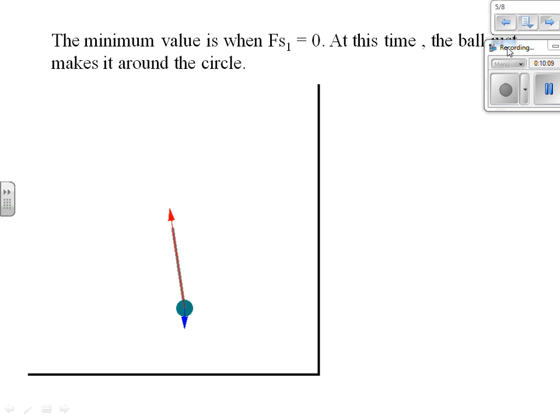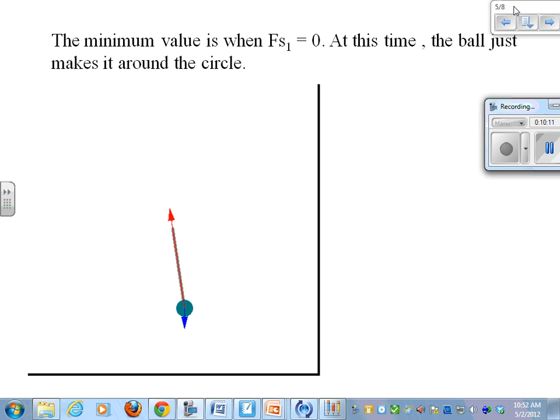Now this minimum value is when the string force is equal to 0, right? At this time, the ball just makes it around the circle. When the string force is 0, when the tension is 0, gravity is supplying the centripetal force. Gravity supplying the centripetal force at the top of the loop.